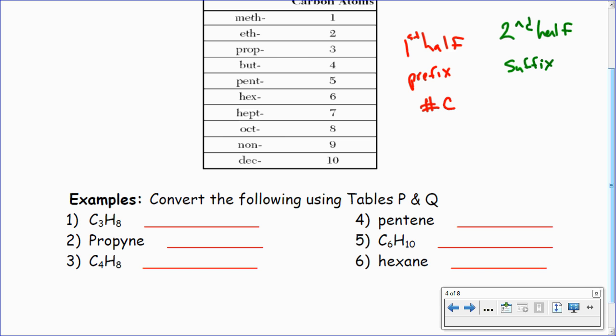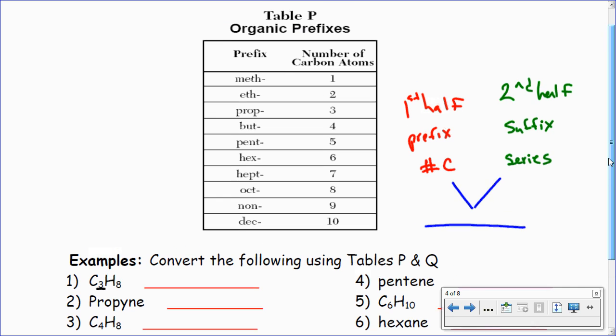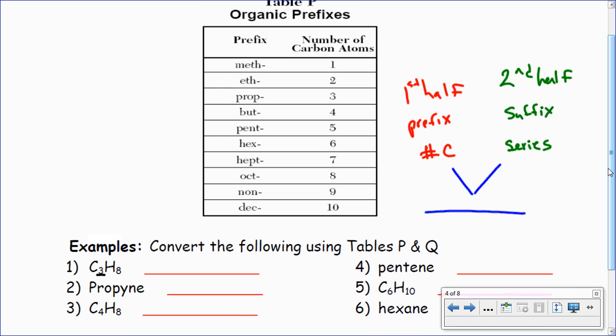And so the suffix is the ane, the ene, or the yne, and this is the series that it belongs to. So when we put them all together, the number of carbons and the series it belongs to, we get the name of the compound. So we're going to start with a formula, C3H8. We know we have 3 carbons, so we look at our table P. 3 carbons has the prefix prop. So the first part of this name is prop.